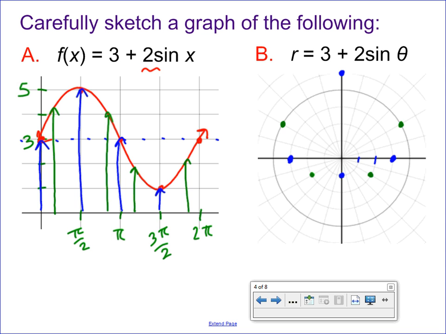We could do one tricky point like pi over 4. The sine of pi over 4 is root 2 over 2, which is about 0.7, times 2 is 1.4, plus 3 is 4.4, so I'm just going to add about 4.4 here. 1, 2, 3, 4.4. We can do the same thing with 3 pi over 4. Again, sine of 3 pi over 4 is root 2 over 2, which is about 0.7, times 2 is 1.4, plus the 3 is 4.4, so I'm going for it. 1, 2, 3, 4.4. All right, I think we're ready.